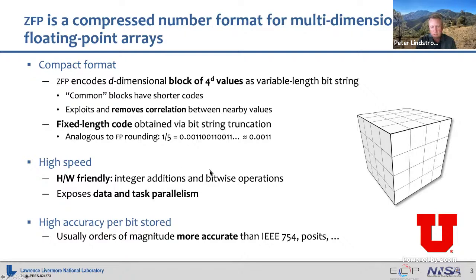ZFP is also a very high-speed compression scheme. It's based entirely on integer additions, subtractions, and bitwise operations. It also exploits a lot of inherent data and task parallelism. So it can do the conversion from, say, IEEE to the ZFP representation very efficiently. It's also a very information-compact representation in the sense that you get a lot of accuracy per bit stored. As we shall see later, ZFP typically improves on IEEE floating point by several orders of magnitude in terms of accuracy for the same amount of storage.